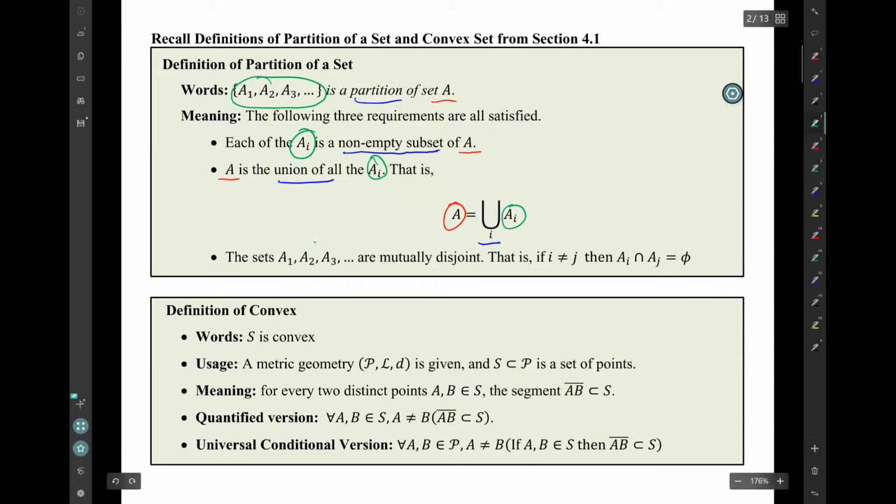And furthermore, that collection of sets, A1, A2, A3, and so on, is mutually disjoint. That is, if you consider A_i and A_j, where i and j are not the same number, then those two sets have an empty intersection. We discussed the definition of convex. A convex set of points in a metric geometry is a set that has this property. For every two distinct points in that set, the segment that connects those two points is a subset of that set.